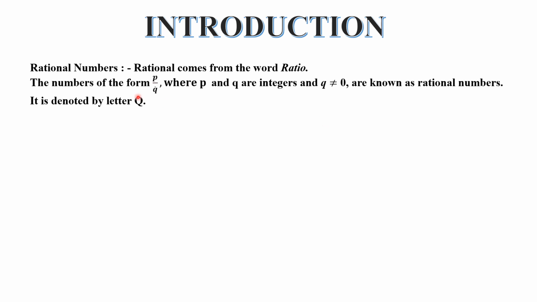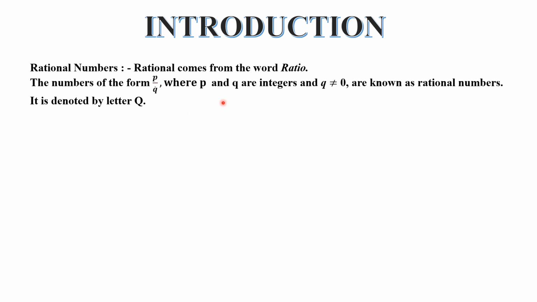Now, a rational number is a number which is written in the form of p by q, where p and q are integers and q should not be equal to 0. Why? Because if q becomes 0, we know that any number divided by 0 is undefined, isn't it? So q should not be equal to 0, and such form of representation is there for the rational number. Okay, so the rational numbers are the numbers which are represented in the form of p by q. It is denoted by the letter Q.